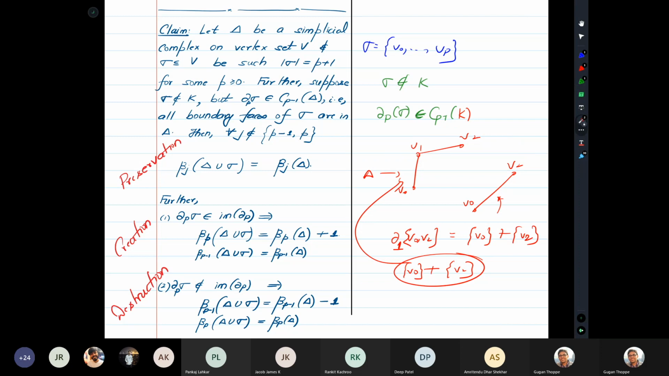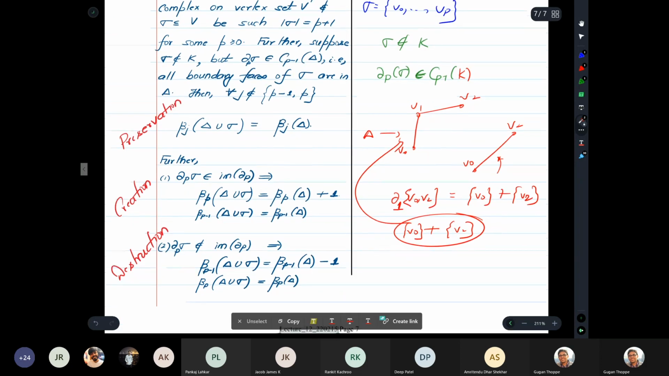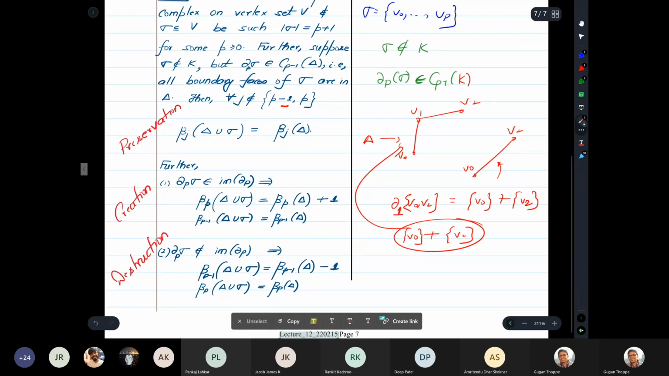Then this result states the following. Whenever you have such a scenario, that sigma does not belong to delta, however its boundary faces belong to delta, and you add this sigma to delta, then the following things could occur. For every j that is not in the set p minus 1 and p, the Betti numbers are preserved. That is, after you add sigma, whatever is the jth Betti number exactly equals the jth Betti number that was there before. Furthermore, what happens to the p minus 1th and pth Betti numbers? If some condition holds, which I will discuss in the next class, then the pth Betti number increases by 1 and the p minus 1th Betti number remains the same. On the other hand, if this condition fails, then the p minus 1th Betti number decreases by 1 and the pth Betti number remains the same.